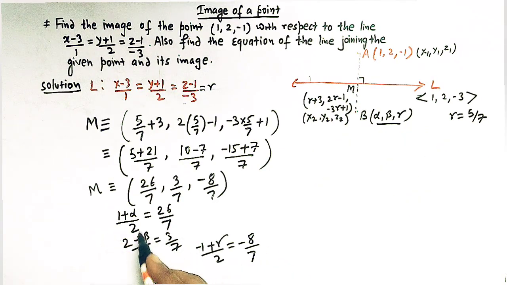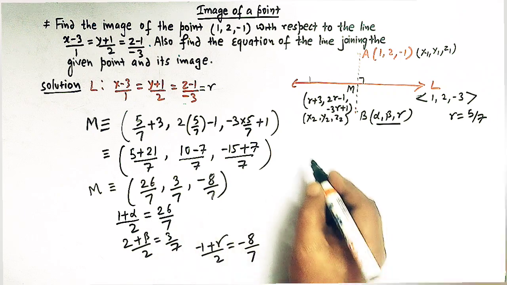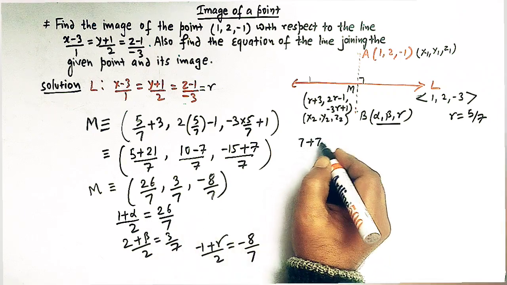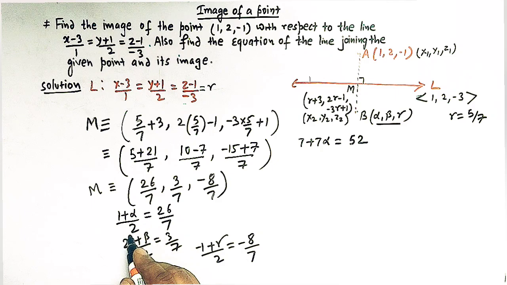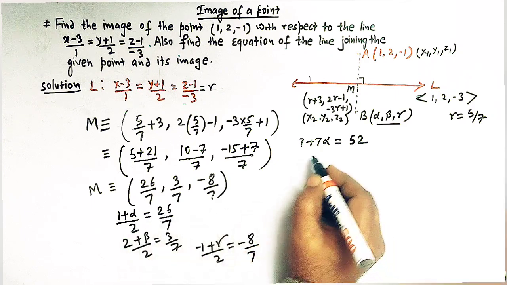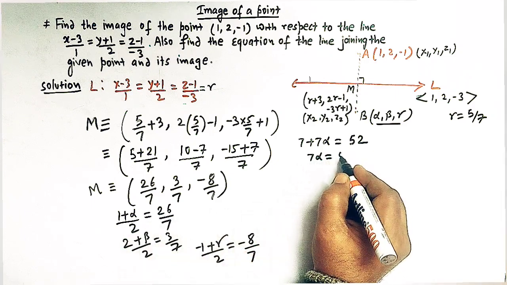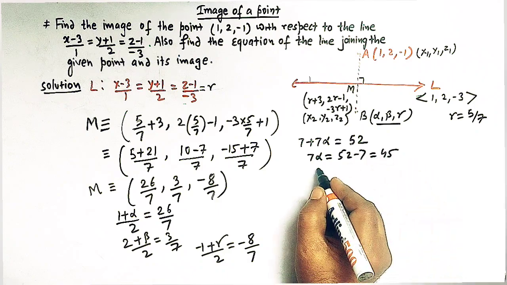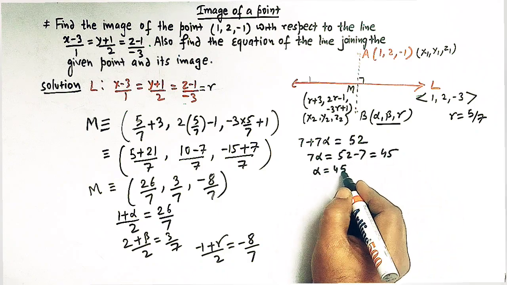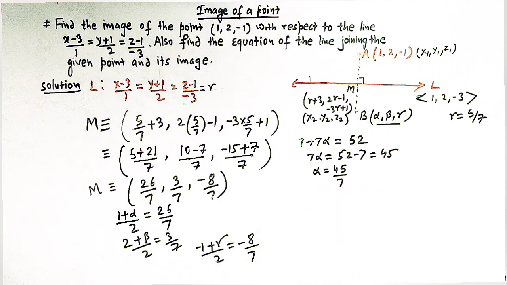So now, solving these three equations, first we'll take this equation. We have 7 plus 7 alpha is equal to 52. So cross multiplying here, 7 alpha is 52 minus 7, that is 45. So alpha is 45 over 7, right?